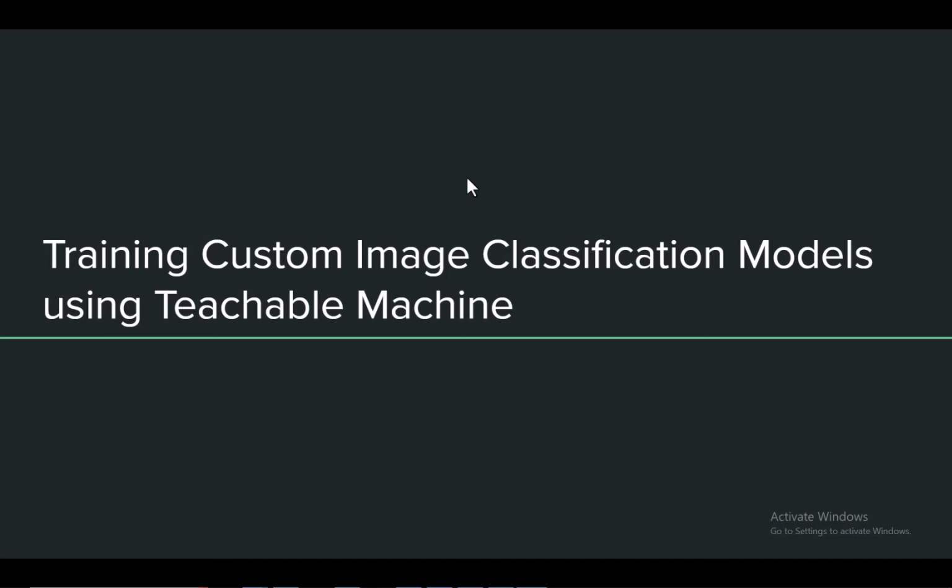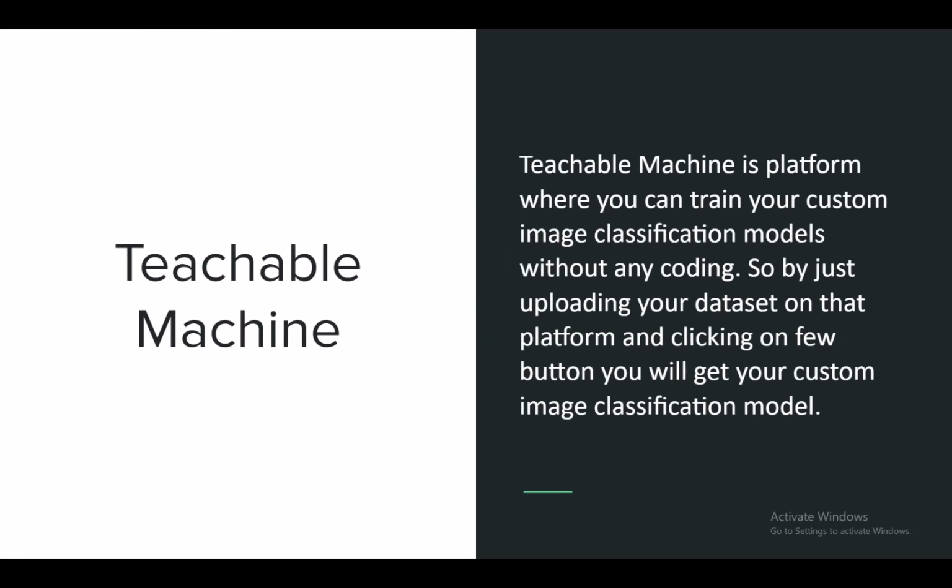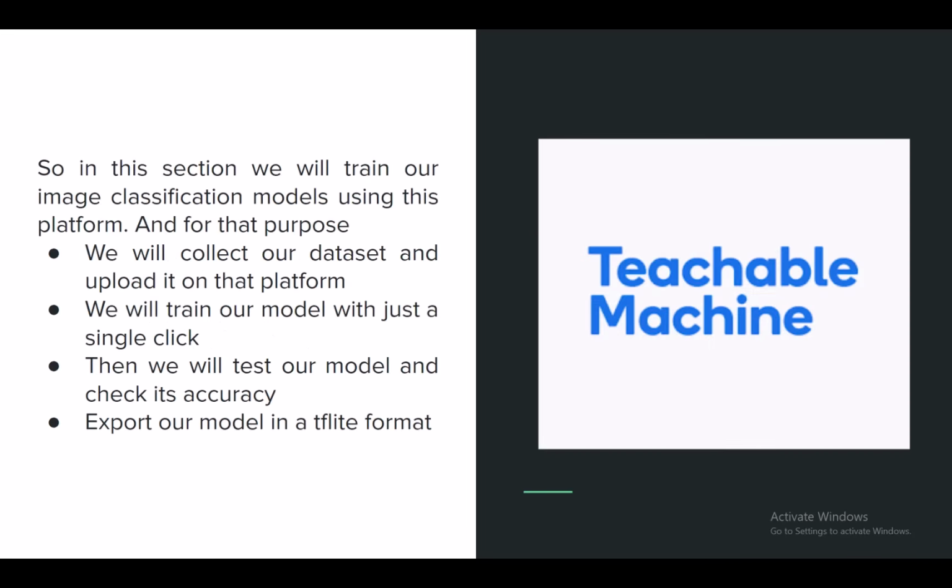Welcome to this section. In this section, you will learn to train your custom image classification model using a platform called Teachable Machine. Teachable Machine is a platform where you can train your custom image classification models without any coding. So by just uploading your dataset on this platform and clicking on a few buttons, you will be able to get your custom image classification model.